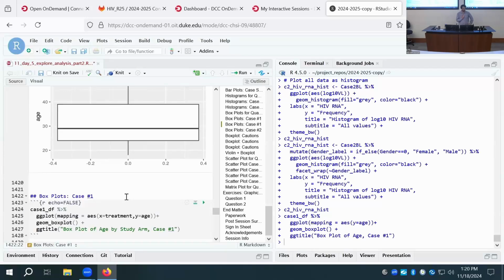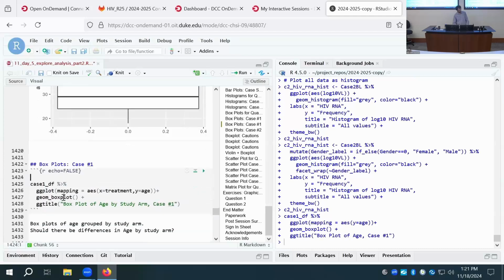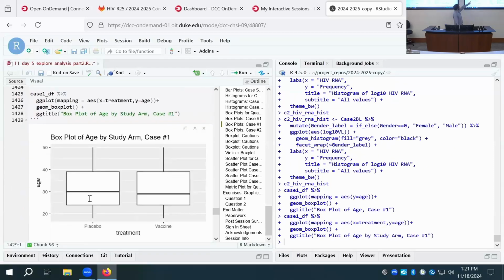What I more use it for is when you have some other categorical variable and you want to look at that quantitative variable and compare by that categorical variable. So if we do case 1, df, ggplot mapping, and we say x is equal to treatment, it'll now give us the box plots broken down by our 2 treatment arms, placebo versus vaccine, and the age on the y-axis, right? So this is nice and allows for some comparisons. It's a very simple visualization.